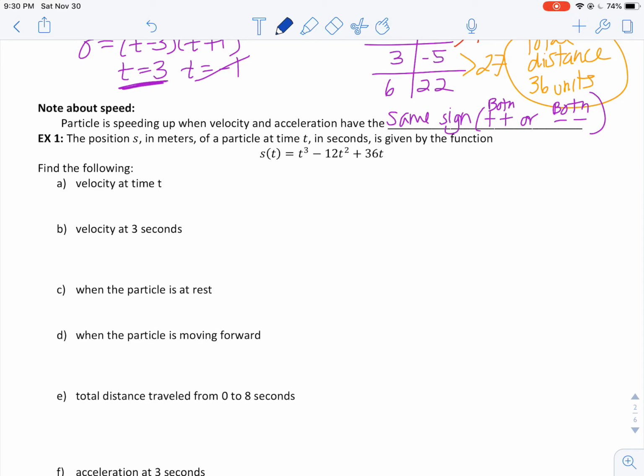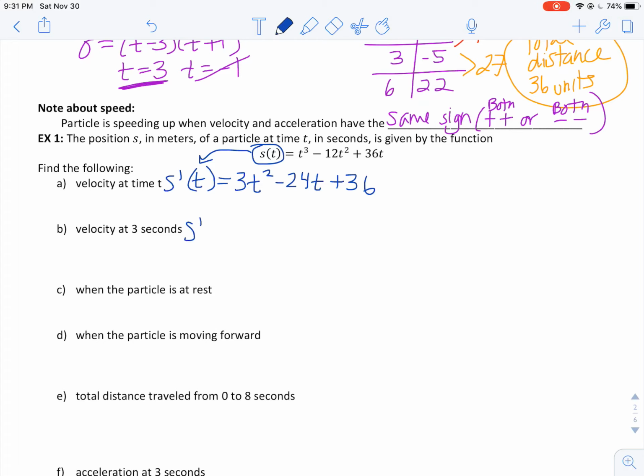All right, velocity at time t is going to be the first derivative of this position that they gave us. So I'm going to say s prime of t, and it's 3t squared minus 24t plus 36. So whatever this original function is, I just always am going to refer back to it. I'm not going to call it v of t, I'm going to just call it s prime of t because I'm referring to that function.